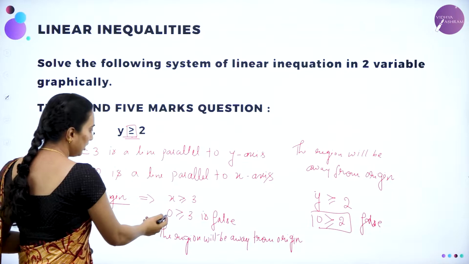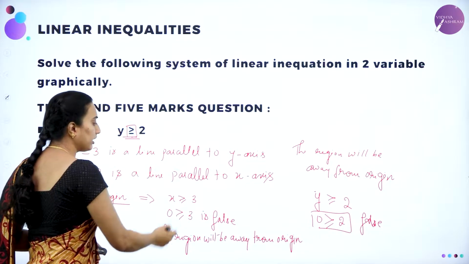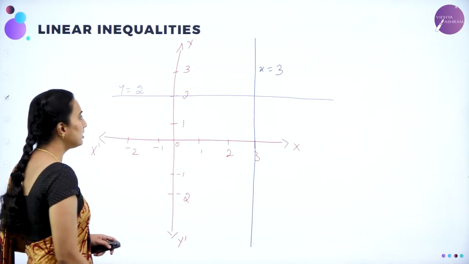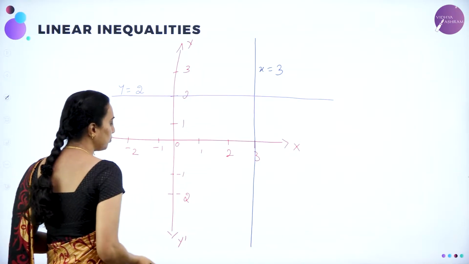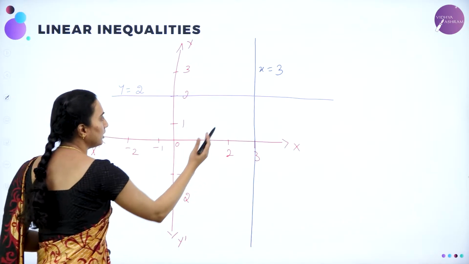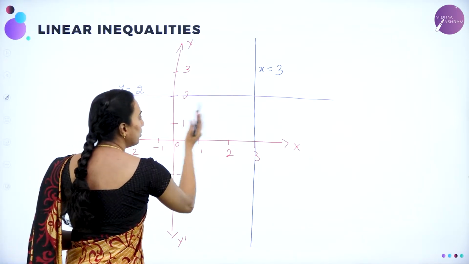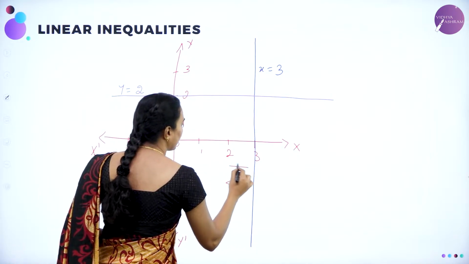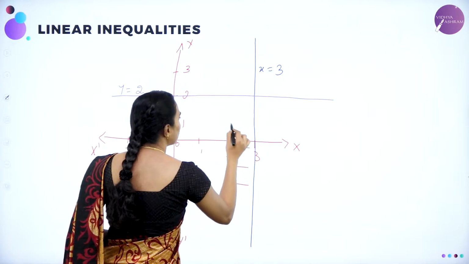Here I have tested: 0 is never greater than 3, which is the line x equal to 3. This is the line x equal to 3. This is the region away from the origin. Now what is towards the origin? This line you have to see. Towards the origin is this one. See, I am putting an arrow mark. Towards the origin is this one.